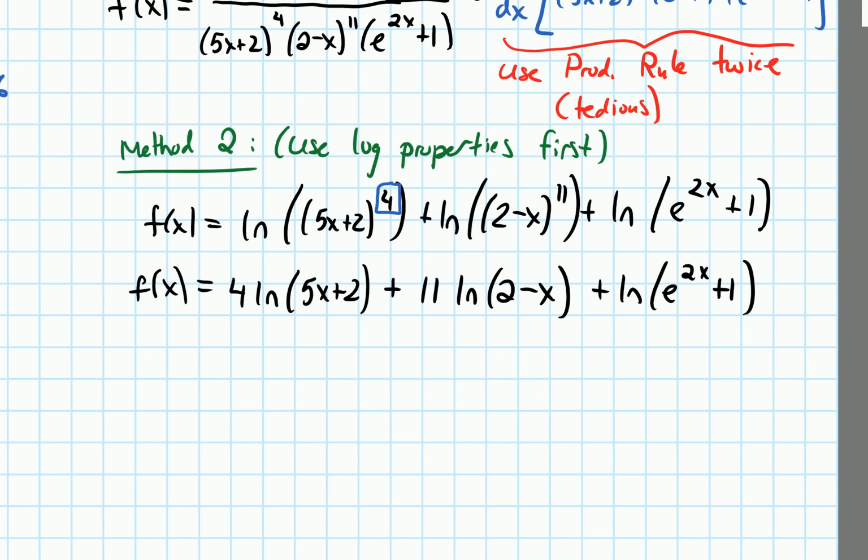All right, so now let's take the derivative. These ln's are a lot simpler to take the derivative of. The 4 is a constant multiplying this, so that's going to stay there. And the derivative of ln of stuff is 1 over the stuff. So the stuff is going to come to the bottom, and then we multiply that by the derivative of the stuff inside.